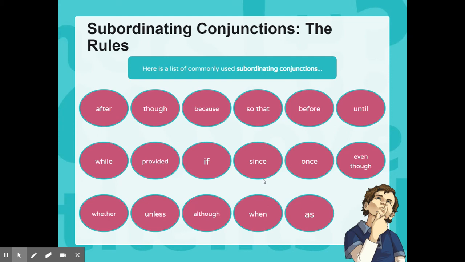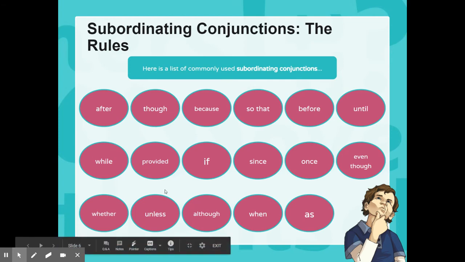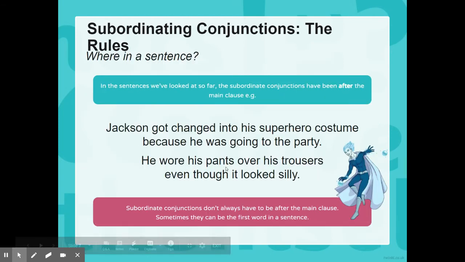Hello and welcome back. You should have had a go at writing down either these examples of subordinating conjunctions, or you could have put them into some of your own sentences. So now we're going to look at the rules of subordinating conjunctions and thinking about where in the sentence. In the sentences we've looked at so far, the subordinating conjunctions have been after the main clause. So for example, Jackson got changed into his superhero costume because he was going to the party. He wore his pants over his trousers even though it looked silly.